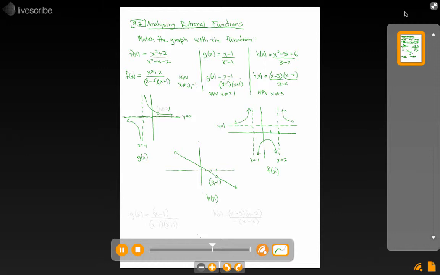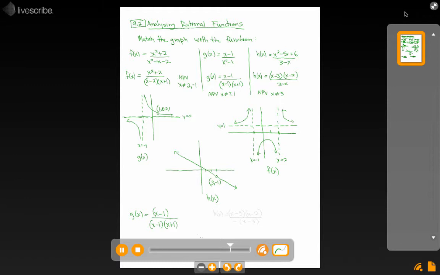Looking a little closer at why these non-permissible values are what they are, g of x is probably the most interesting one because it's the first graph we've looked at that has both a vertical asymptote and a point of discontinuity on the same graph. And g of x is interesting because it has one factor that does match the numerator, which means that at x equals 1 we have a point of discontinuity, and that is this point right here that's at 0.5 I believe. But we also have another non-permissible value that doesn't have a matching factor in the numerator and gives us a vertical asymptote at negative 1.